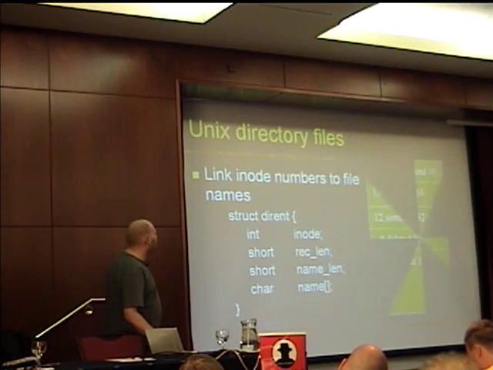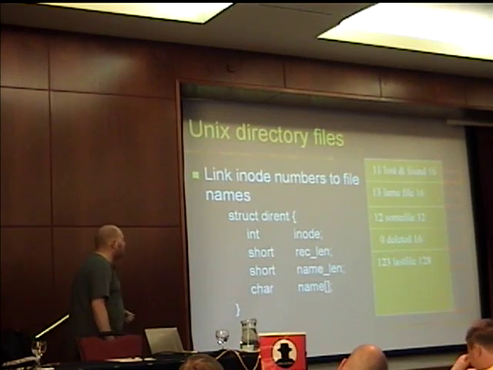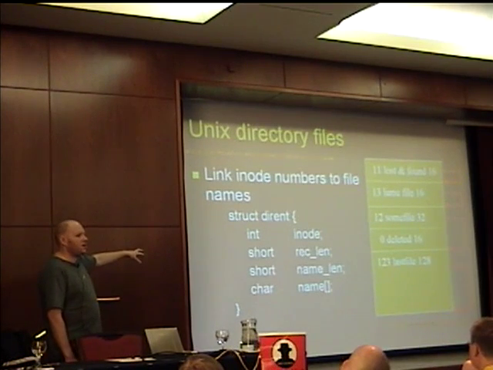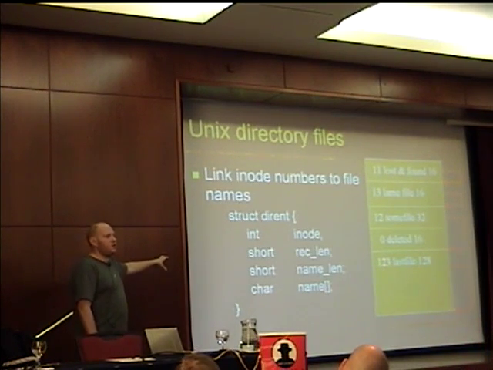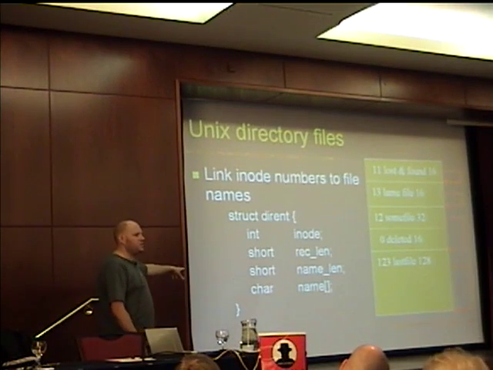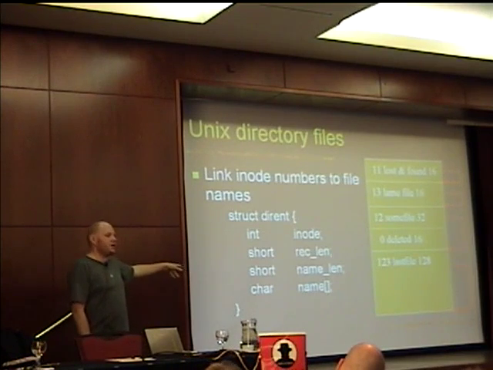I'm going to have a look at that. Whoa, I can't see that very well. Okay, so the information that you see here, the record length, tells you how long this particular directory entry is. The name length tells you how long the name is. This is useful because it is not null terminated.